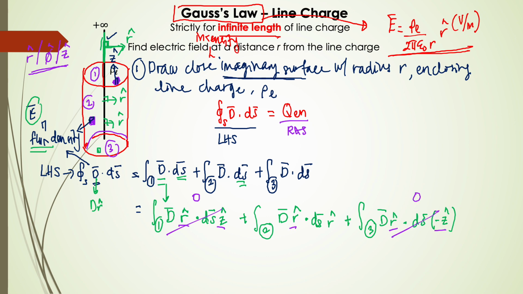So left behind only surface number 2, which will give us a value, because dot product in the same direction will give us a scalar value of 1, right? R dot R is going to give us a scalar value of 1. So therefore, only surface number 2 will give us a result. It's going to be dR.